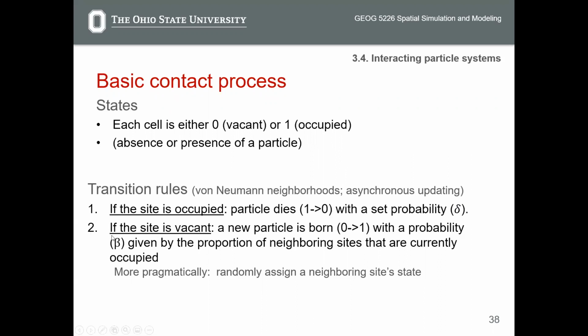Rule number 2: if the site is vacant, 0, a new particle is born, which means it changes from 0 to 1, with a probability beta. Here comes the important part. Beta is decided by the proportion of neighboring sites that are currently occupied, which means that we use a probability to decide if a particle is going to be born or not. Here, it's not deterministic, it's random, it's stochastic, because we're using a concept called probability.